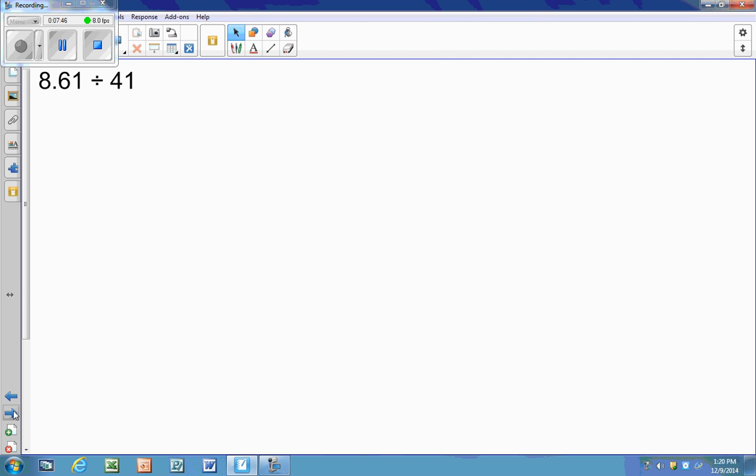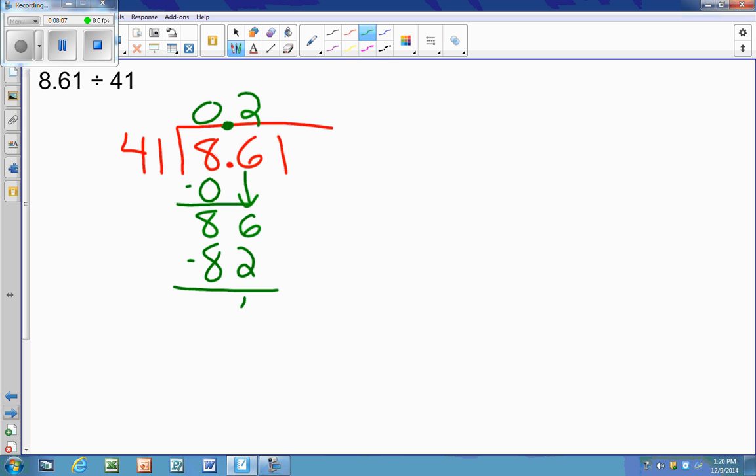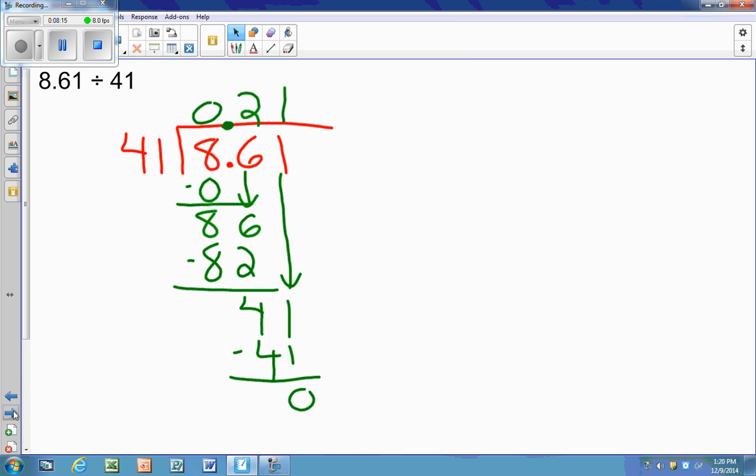So the last one that we're going to do together is 41 into 8 and 61/100ths. And we know that 41 can go into 8 0 times. And then we see how many times can 41 go into 86. I'm going to put that decimal up there. We know that's 2. And now we bring down that 1. And it goes in 1 time. And we don't need to add any zeros again. And that's how we divide decimals.